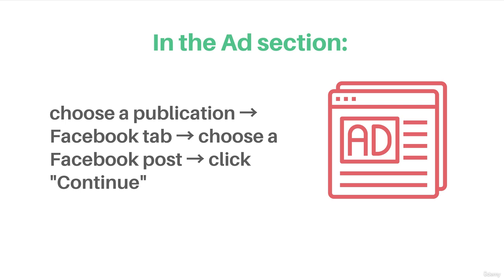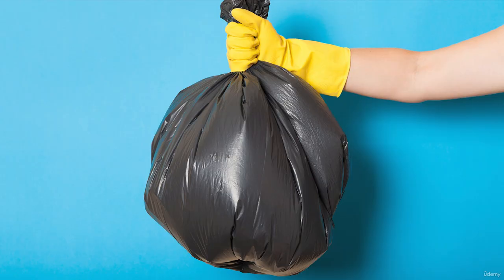Next, in the Ad section, choose a publication, Facebook tab, choose a Facebook post, click Continue. Don't forget to reset the drafts so that they do not hang in the Ads Manager. Otherwise, the entire Ads Manager will be buggy. You can edit an ad in the Ads Manager by hovering your mouse over that ad, then clicking on the pencil that appears and editing each section.